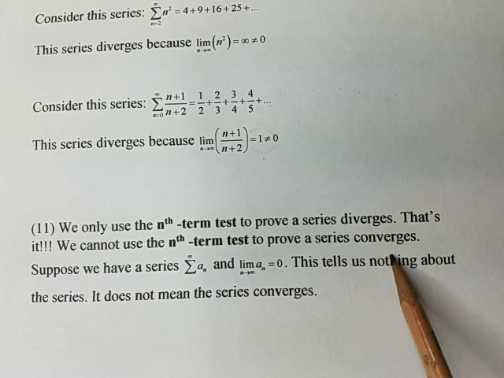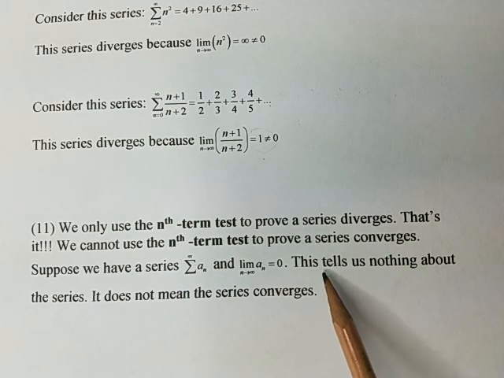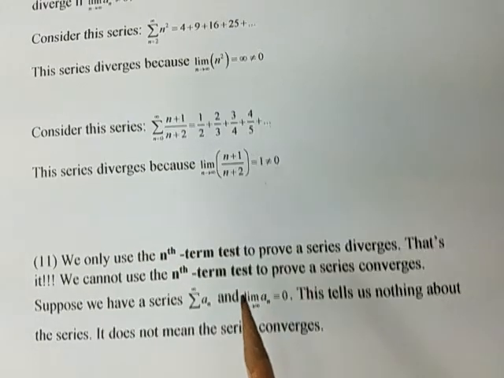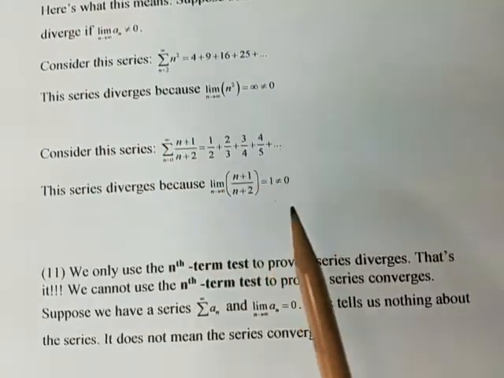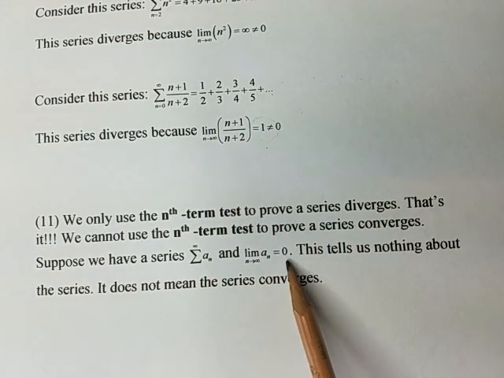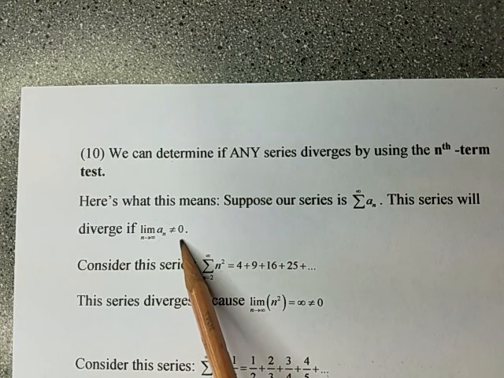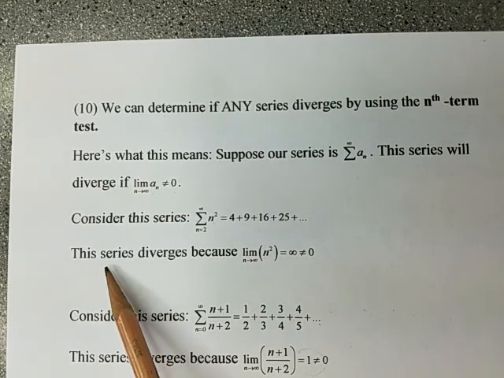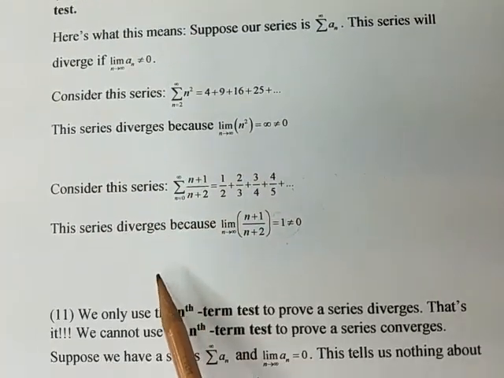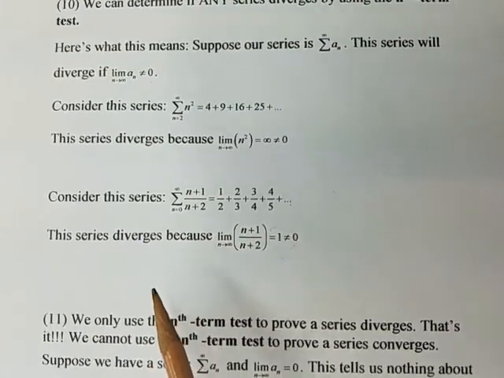We don't use the nth term test to prove that a series converges. All right? Sometimes people will do this limit right here and get 0, and then they think that must mean it converges. That's not what the test says. The nth term test just says if this limit is not 0, then you can conclude that the series diverges. It says nothing more than that, all right?